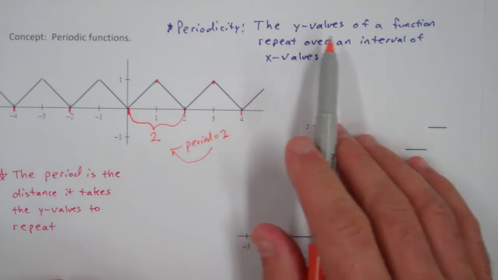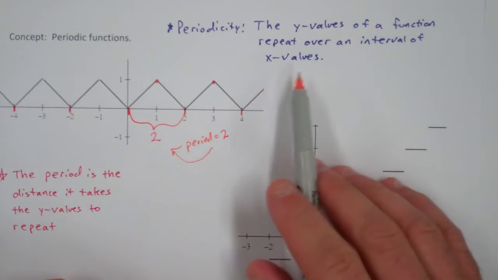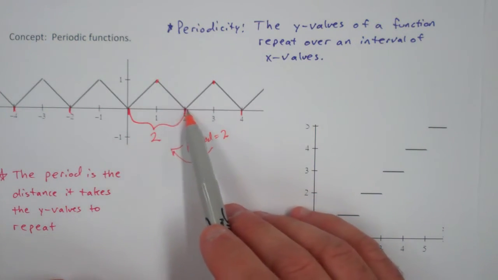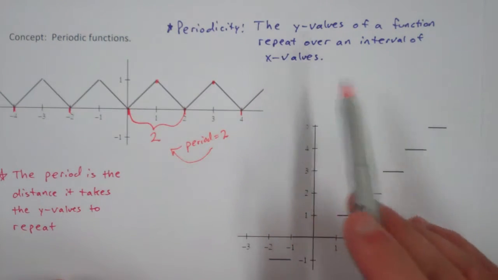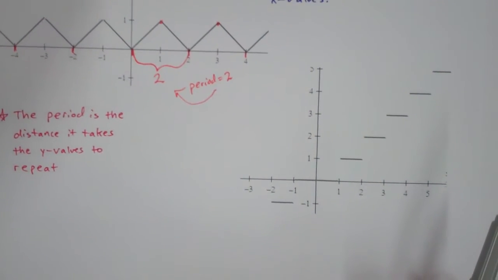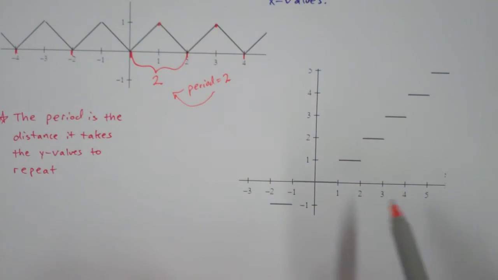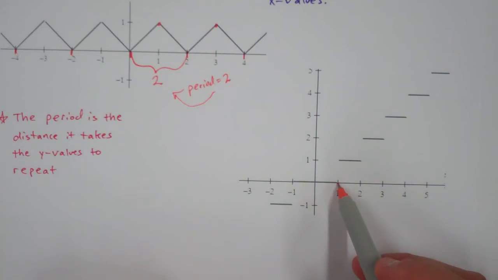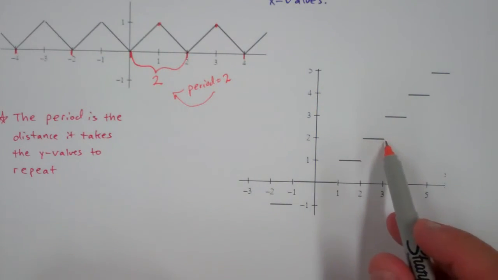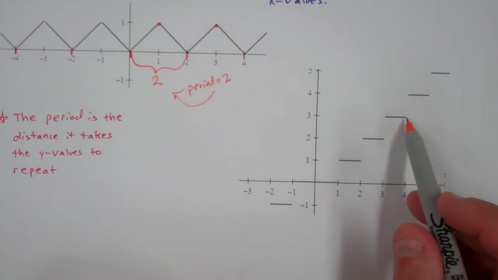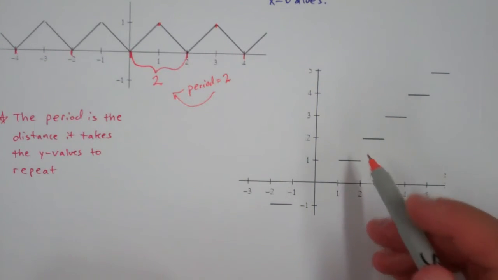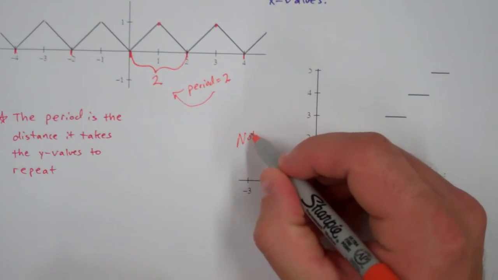Periodicity means that the y values of a function repeat over an interval of x values. Here, we went from 1 to 0, back to 1 to 0, back to 1. You'll notice that in this example, we're not doing that. Here the y value is 0, here it's 1, here it's 1, here it's 2, here it's 2, here it's 3, here it's 3, here it's 4, and so on and so forth. So this function is not periodic.